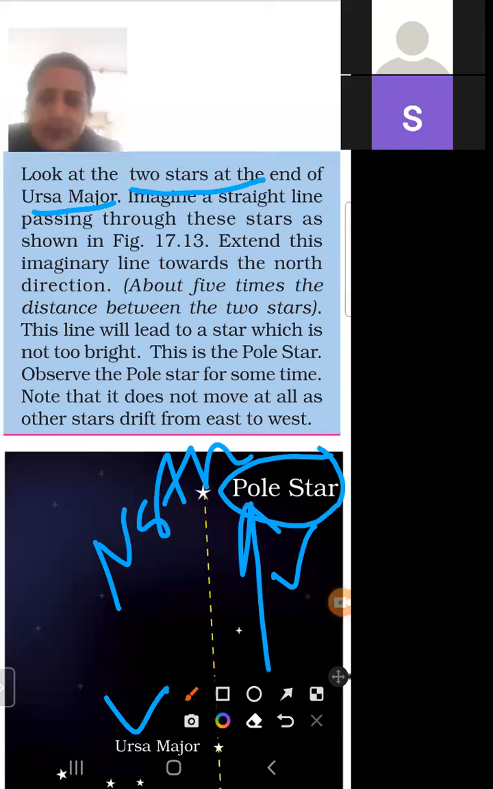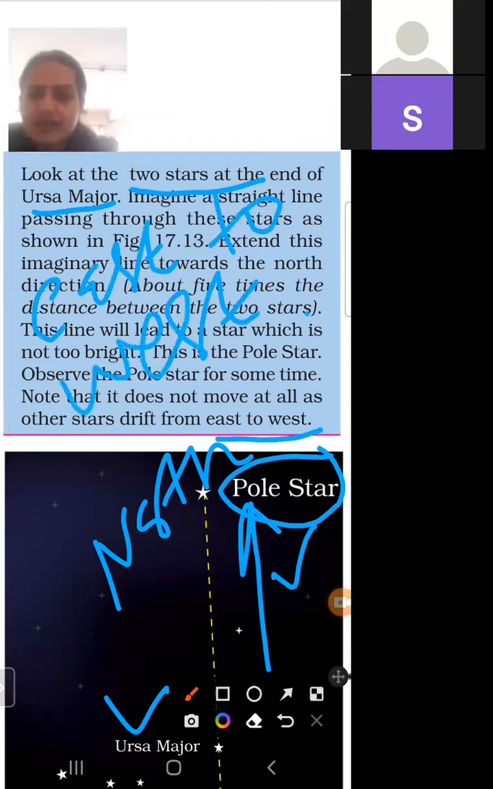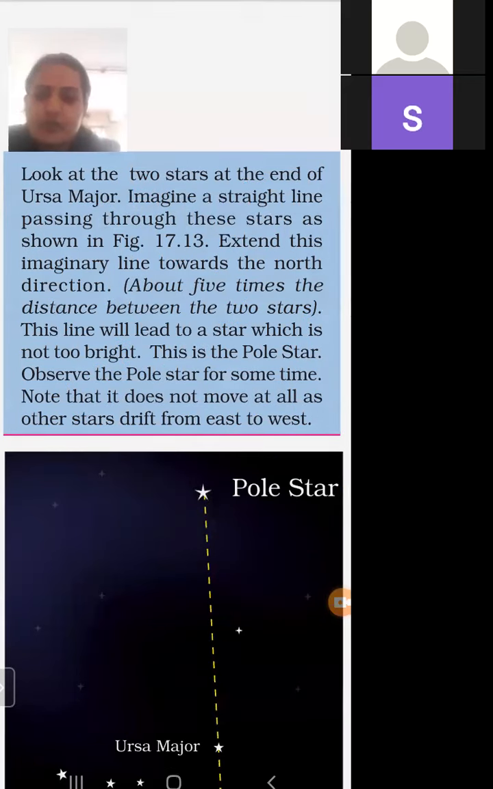Observe the pole star for some time. Note whether it moves. It doesn't move at all. All stars move from east to west, but the pole star does not move.